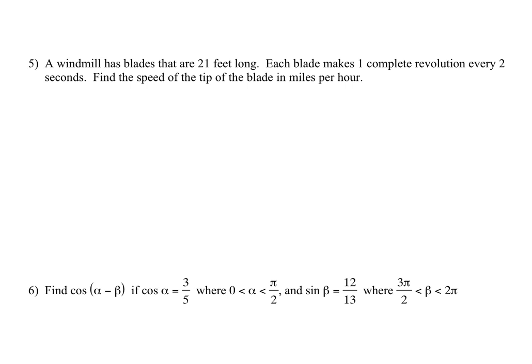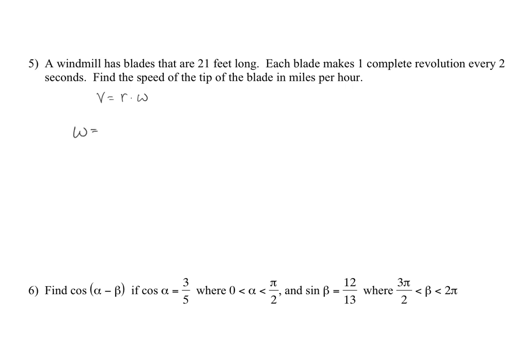Okay, so question 5. The speed of the tip of the blade in miles per hour is a linear speed. And we have a complete revolution every 2 seconds. That's going to help us find angular speed. So we have linear speed is equal to the radius times omega, where that's the angular speed. Now, angular speed is in terms of radians per unit of time, so radians per second or something like that. So we need to convert this 1 revolution every 2 seconds into an angular speed.